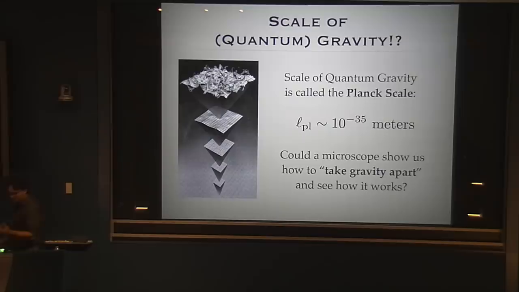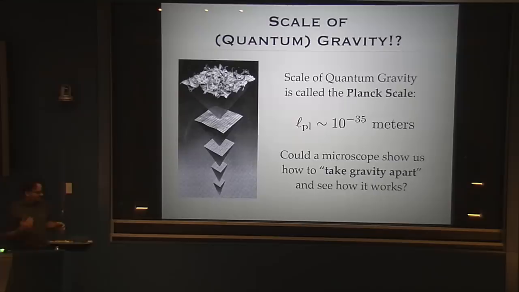In the same way that when we got to the size of a proton, we saw the proton was made of quarks, maybe if we can get to this fundamental distance scale or size associated with gravity, this Planck scale, then we can see what really makes gravity tick. In other words, maybe if we had a microscope that could resolve at this distance, we could take gravity apart, like we took the proton apart, and really see how it works.